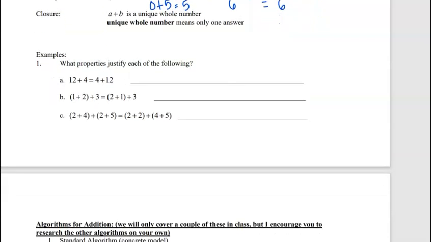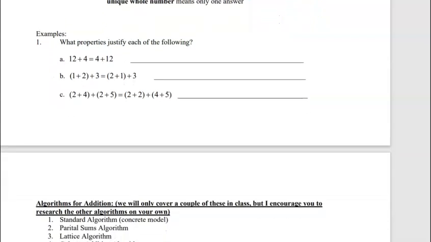So the last example that I'm going to do for this first video is just looking at the problem and identifying what property is being used. You will have problems exactly like this on your exam. The first property I can see is the order is being changed, 12 plus 4 and 4 plus 12. And so the way that you will answer this for me is you will tell me that this is the commutative property for the operation of addition.